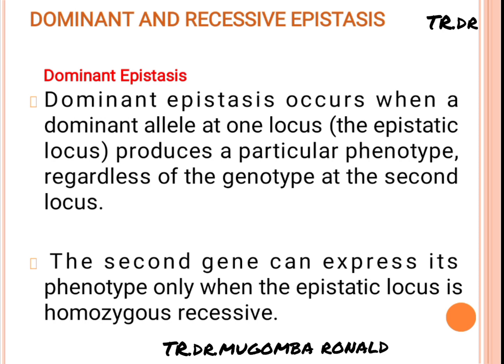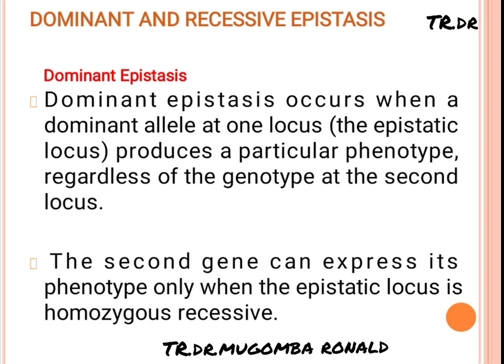So dominant epistasis usually occurs when a dominant allele at one locus, that is the epistatic locus, produces a particular phenotype regardless of the genotype of the second locus. So that is dominant epistasis. We are going to make some small crosses to give an example in each of them. So in dominant one, for so long as you have the epistatic gene being dominant, even if it is just one, let's say the presence of capital B is enough to prevent expression of the C's. Let's say we have two genes, gene A and gene B.